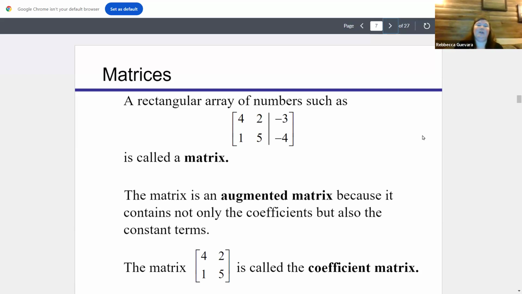A rectangular array of numbers such as this is called a matrix. Like I said, it's called an augmented matrix because it contains not only the coefficients, but also the constant terms. If we just stuck to this part here, that's a square matrix called your coefficient matrix. It's just dealing with the coefficients.